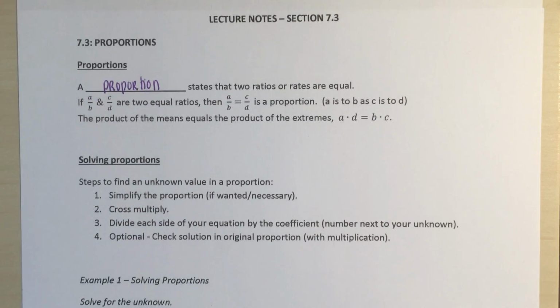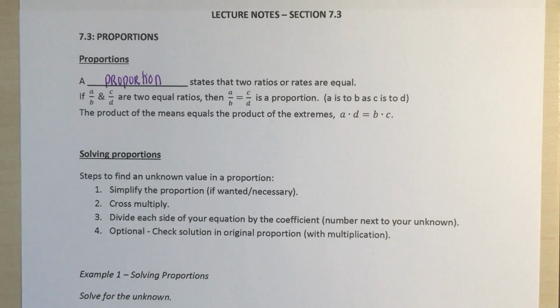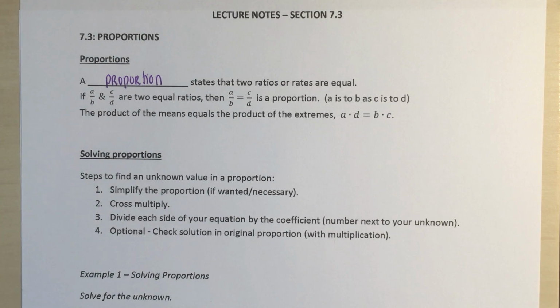So the idea of a proportion gives us a way to solve problems where we are looking for an unknown value. Our first step, we're going to simplify the proportion if wanted or if necessary. That's not going to be the case in example 1, but we will see that happen in example 2. Then we're going to cross multiply. We're going to find our two cross products and set them equal to one another. Then we're going to have a little mini equation.